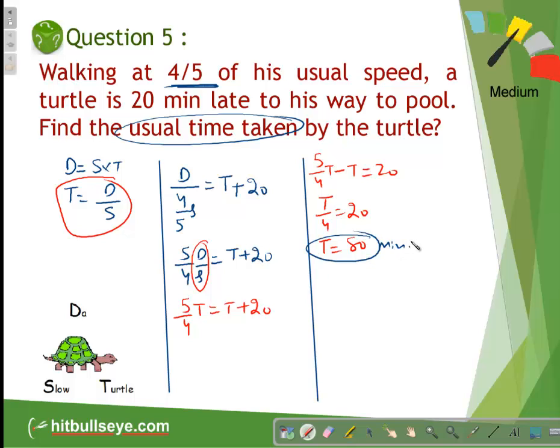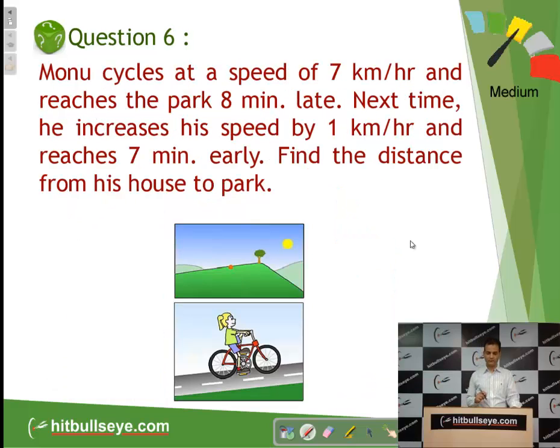80 minutes. Simple, we have applied the formula distance equal to speed into time, or we have to write s equal to d by t, or t equal to d by s, and wherever the equation will be easy, we will write it that way. Now we will move to the next question. Based on again the same concept, a motorcyclist rides at a speed of 7 km/h and reaches the park 8 minutes late. Next time he increases his speed by 1 km/h and reaches 7 minutes early. Find the distance from house to park.